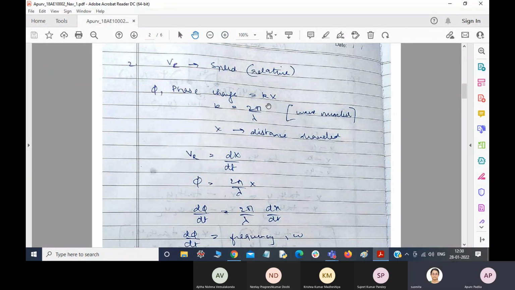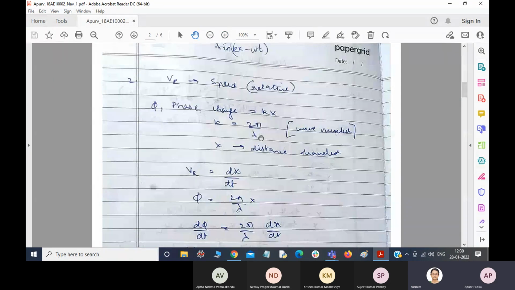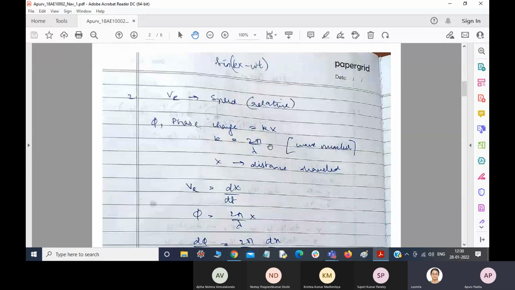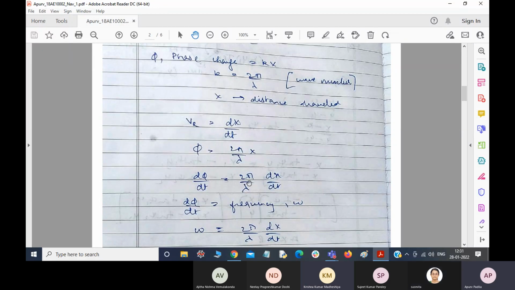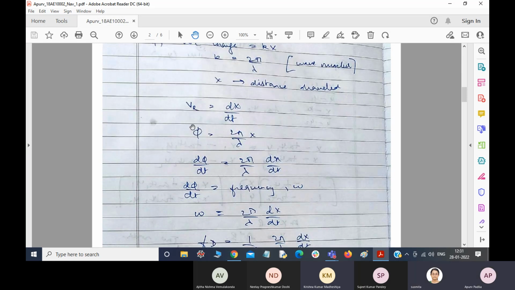Here the phase change is k times x, and k is 2 pi by lambda. k is the wave number, and x is the distance traveled. So if we differentiate this equation, we say that the rate of phase change is equal to 2 pi by lambda into dx by dt, which is velocity, and d phi by dt is this frequency.